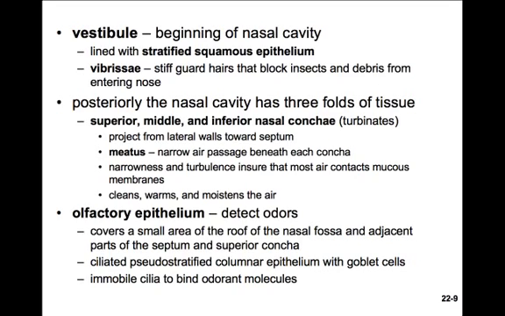The olfactory epithelium is the portion that detects odors. It covers a small area of the roof of the nasal fossa and adjacent parts of the septum and superior concha. It is ciliated pseudostratified columnar epithelium. In the olfactory epithelium, the cilia are immobile and serve to bind odor molecules.